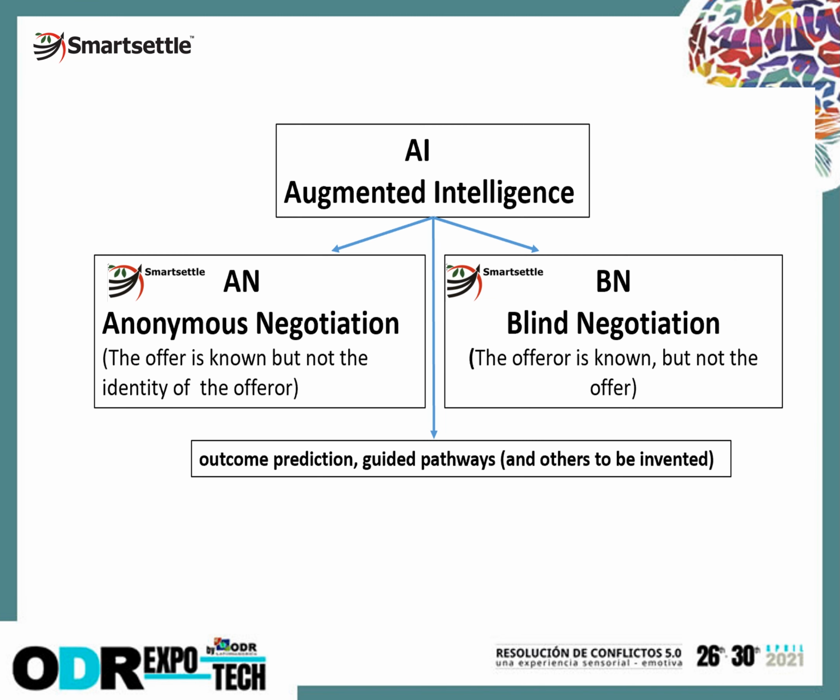So there's two aspects I'm going to show you today, both tools from Smartsettle. One is an anonymous negotiation tool where the offer is known, but not the identity of the offeror. Think about that and the benefits that will be in negotiation. And sort of like the opposite after that, blind negotiation, where the offeror is known, but not the offer. That may sound odd, but I hope it all becomes a bit clearer.